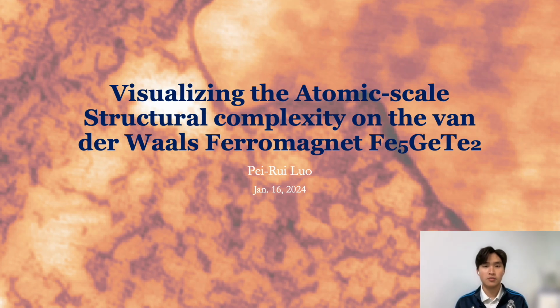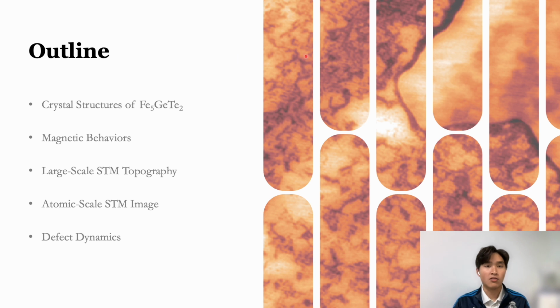Hello everyone, my name is Pei Rui, and today I'm going to talk about the Van der Waals ferromagnetic material, iron germanium telluride. This is my outline today. I will go through some general features of this material and then show our measurements of its magnetic behavior and topological structures.